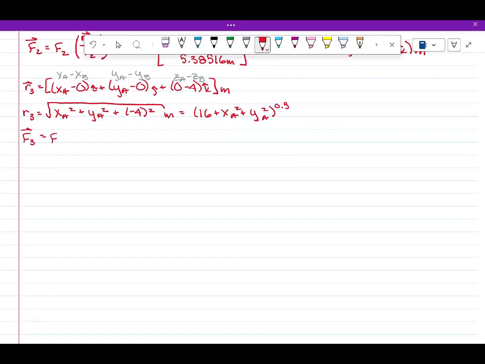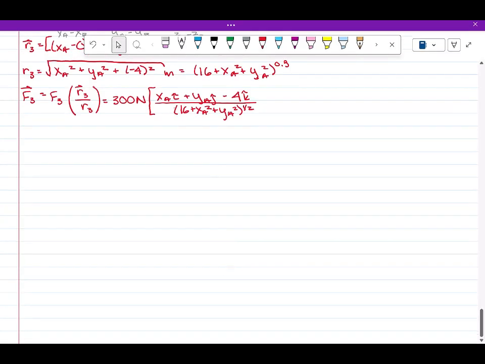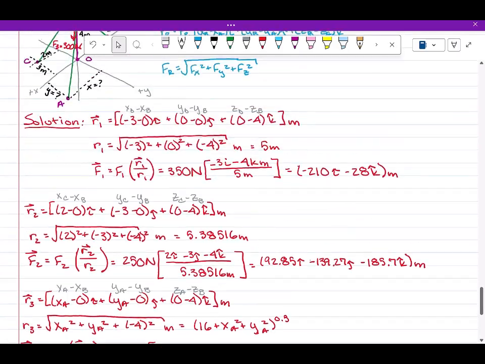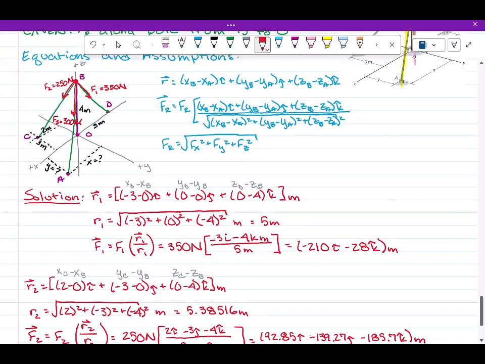Finally, we can represent F3 in its vector form by multiplying the magnitude of F3, which is given as 300 newtons, times the ratio of the position vector by the position vector magnitude. That is 300 newtons times (XA i plus YA j minus 4 k) divided by the square root of 16 plus XA squared plus YA squared.